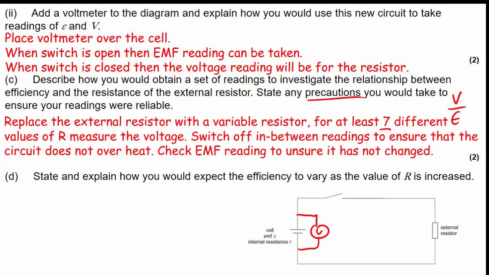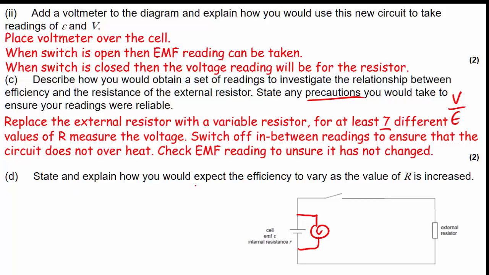Switch the circuit off in between readings so that you don't have current constantly flowing and the circuit getting hot. And also you might want to, when you've switched it off, just check the EMF reading to make sure it hasn't changed, because if it's a cell and it starts to get depleted significantly, it may also affect the EMF reading. Okay, so hopefully this makes sense.